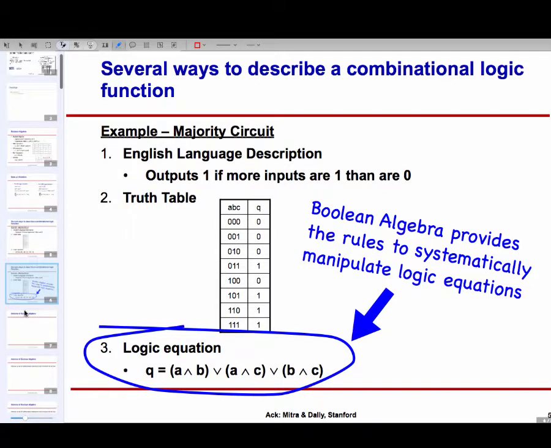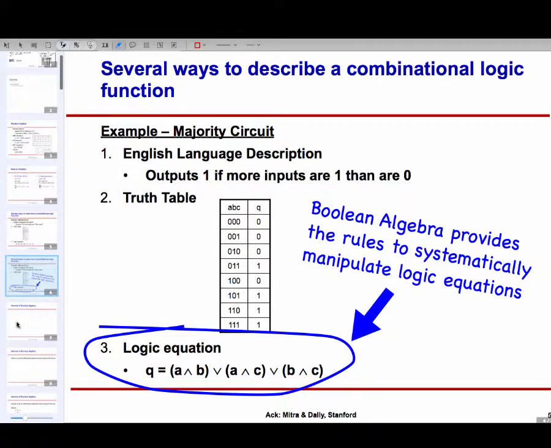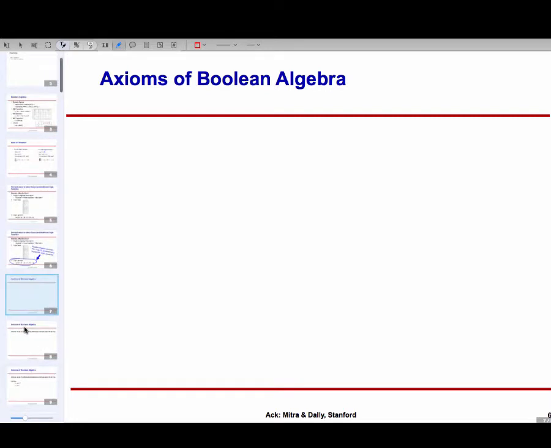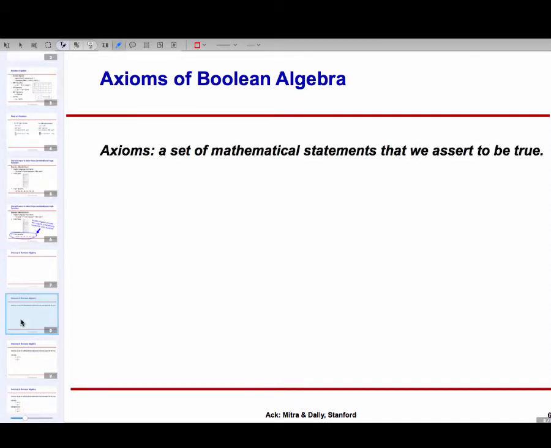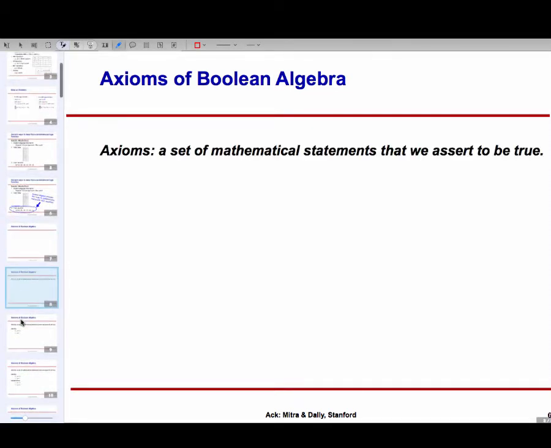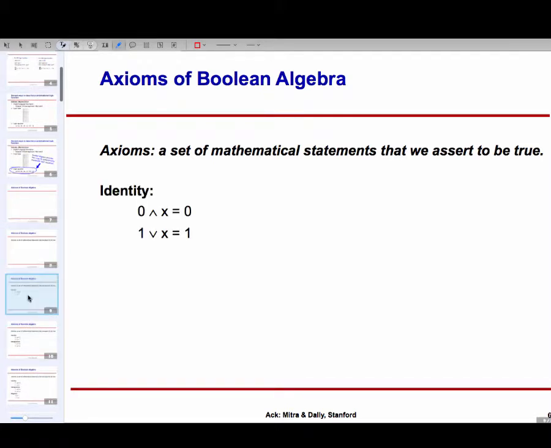So Boolean algebra provides us a way to mathematically treat all of this. Just like any algebra, the one which you have studied in your mathematical courses, there is a set of rules underlying this, a set of properties, and they are the axioms of Boolean algebra. So a set of mathematical statements which we assert to be true. And there is no proof for this, okay? These are just assumed to be true.